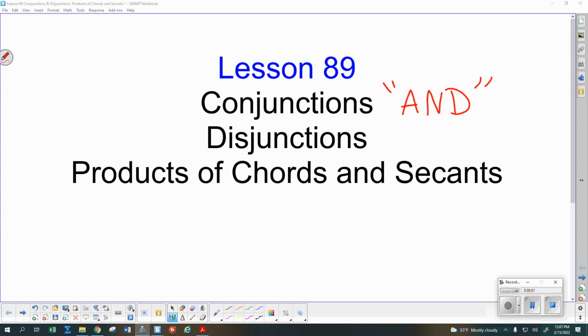All right, we know that from our English classes, conjunctions are words that connect, and a big one is "and." When we talk about conjunctions in math, "and" is the only connecting word that we are going to use. When we talk about "or," those will be what we call disjunctions. And then we'll have a second topic at the end of the lesson that's totally different. It's geometry, circles, chords and secants, and multiplying the lengths of those different segments that we get.